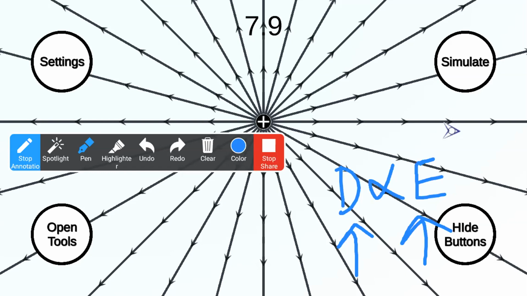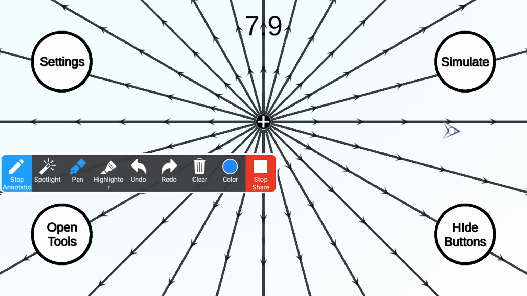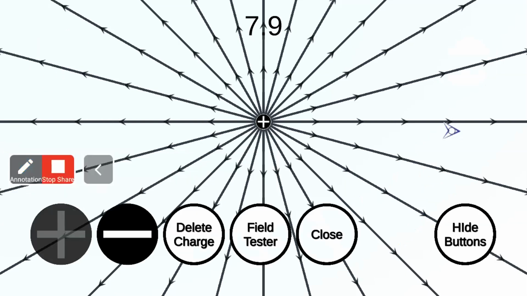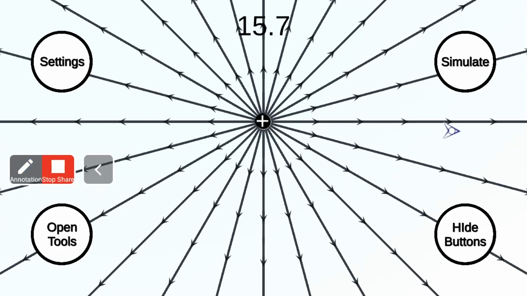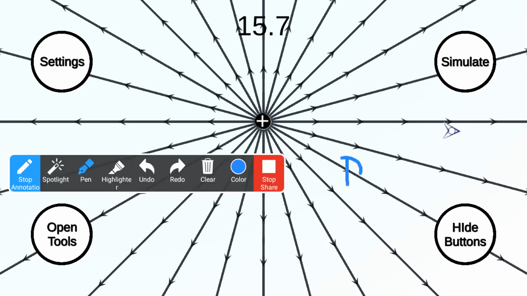Now I'm going to introduce one more charge here, then I will observe the field strength or flux density. So I am taking one more charge and fixing it here. Previously I got around 7.5 or 7.9, something like that. Now I'm getting 15. Why? Previously there was only one positive charge, now there are two positive charges. So D is directly proportional to Q. As Q increases, D will increase.